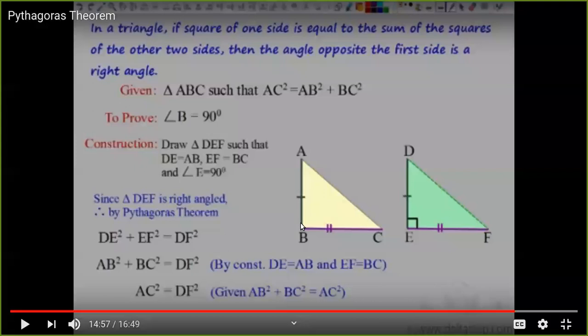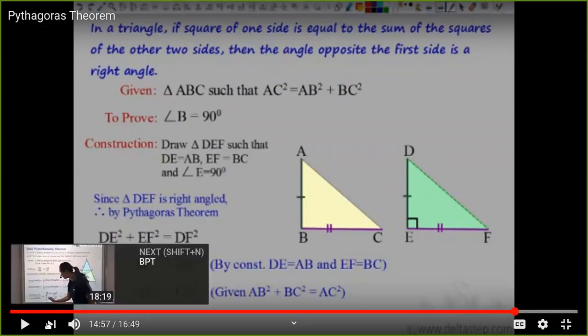Typically, B will be equal to E. That means your B will be equal to E. Already by construction, E is 90, so B has become 90. That is exactly what I want. To show that B is equal to E, I am bringing in the congruence between these two triangles.